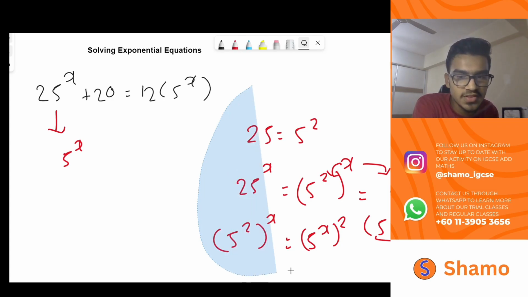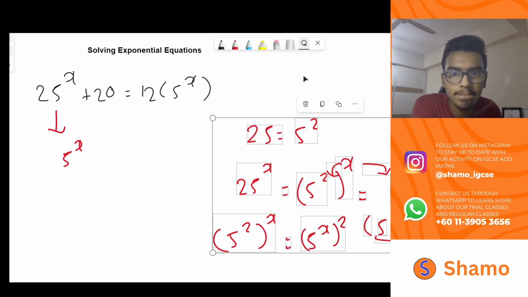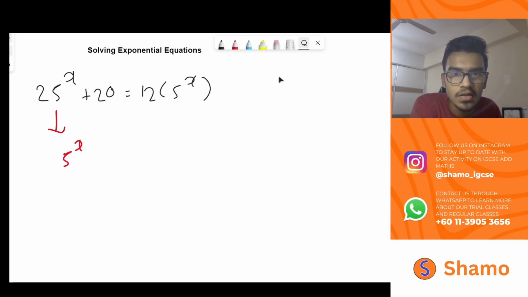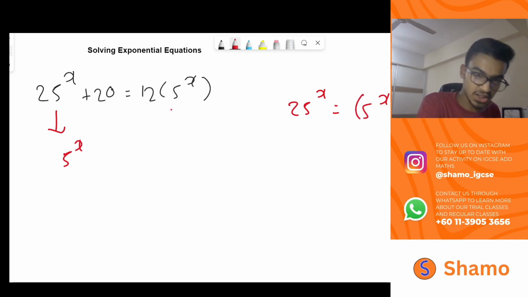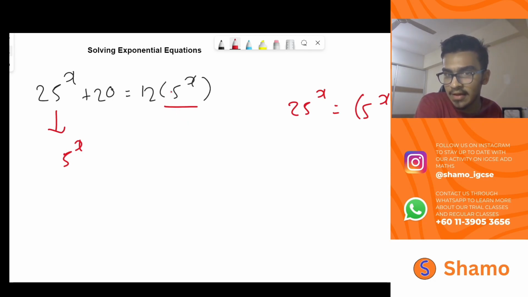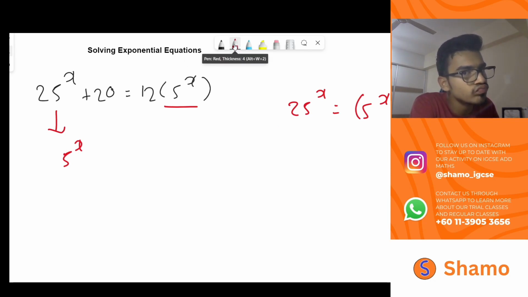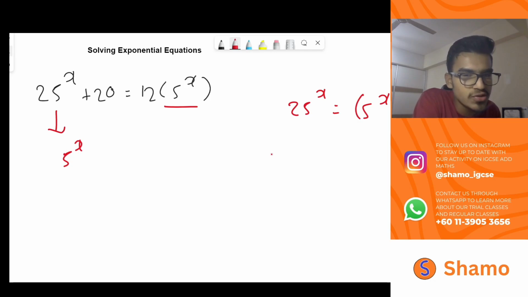Let me just erase this. So we know that 25 to the power x here can be written as 5 to the power x, squared. Now you'll be like, how does it help us? It actually does, because we have 5 to the power x here. And if you are my student, you will be aware of this. And if you are not, then you still have a chance. All my details are given.